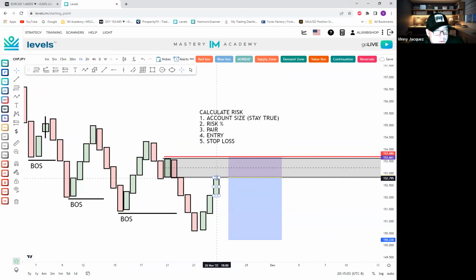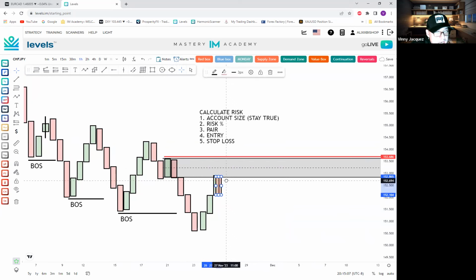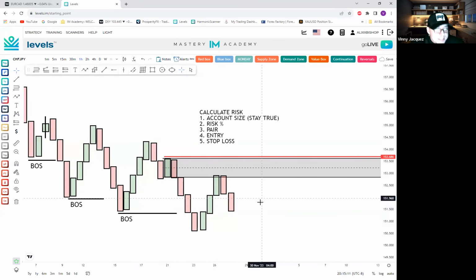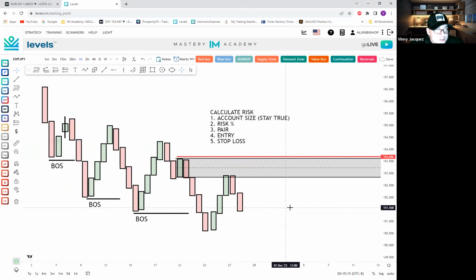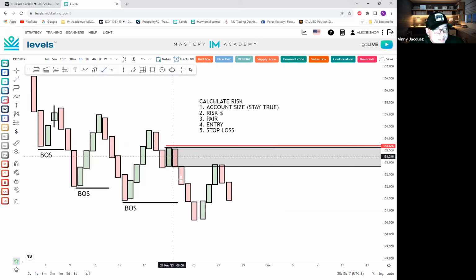Waiting for market to come back to our zone. It just entered and we're in blues. Let's go. Awesome. So in order to get another BOS continuation, my computer is tweaking. In order to get another BOS continuation, market needs to break below this, right?